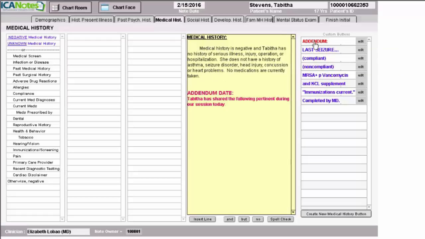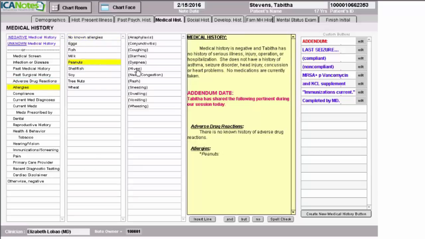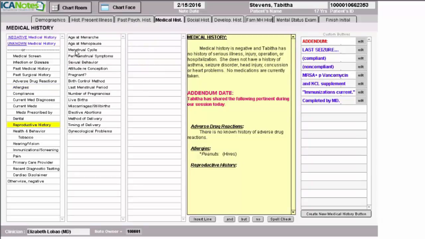I am going to put in an addendum, however, and talk about adverse drug reactions and say that she does not have any, and that for allergies, she does have food allergies. She's allergic to peanuts. That causes hives. Okay. Under reproductive history, I might want to put down whether she's pregnant or not. I'm just going to say she's not pregnant. If she was pregnant, you could detail that up to and including her due date.